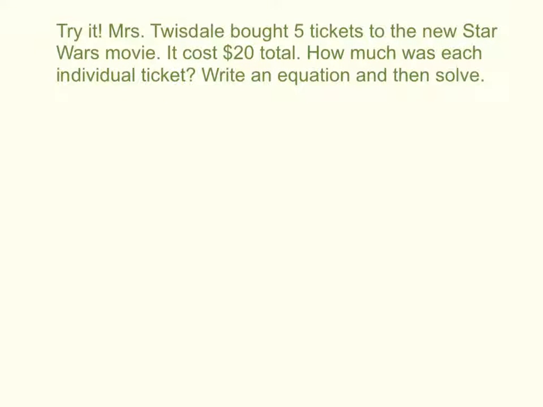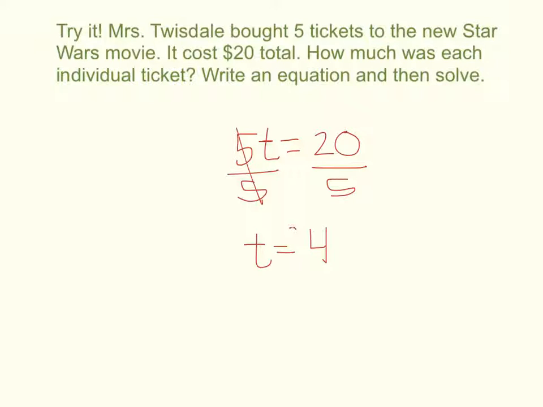Alright, so hopefully you decided to look at this and say, well, the total cost is $20. And she bought 5 tickets, and I'm going to use T to represent the cost of each ticket. And so I had 5T equals 20. I could draw it out and model it, but I'm just going to divide by 5 on both sides. So T equals $4. So each ticket costs $4, and that makes sense because when I plug that back in, 4 times 5 does give me 20.